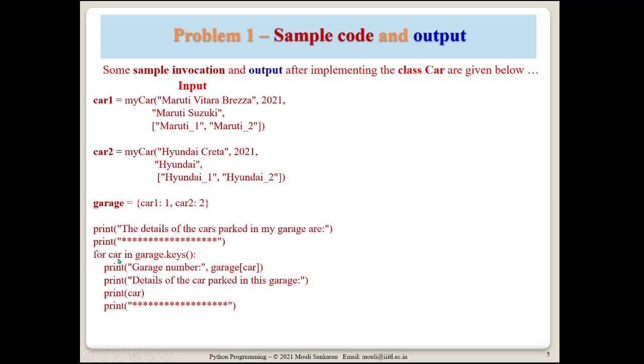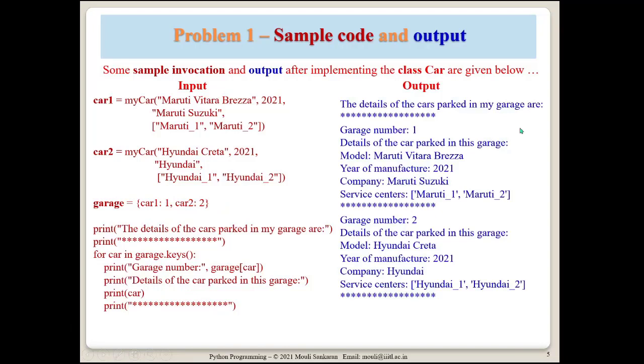So I go through the car in garage keys, I get the car object, and then I print garage number first, and the details of the car I print the car. So print car, when I use it, you are going to use the str special function, okay, which is going to output something. And I am just going through this dictionary to print these values 1 and 2, okay, one by one.